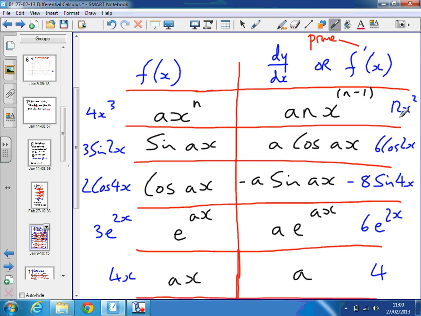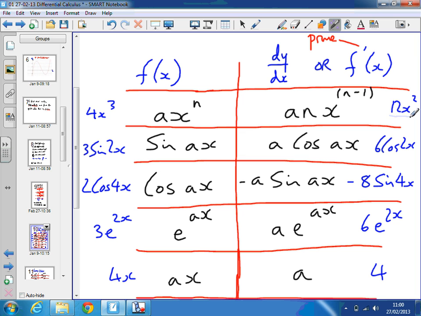The variable doesn't need to be x. It could be t, and that's often the case, t for time. So 4t cubed would be differentiated to give 12t squared. So we need to know what the variable is, and the general case is x.